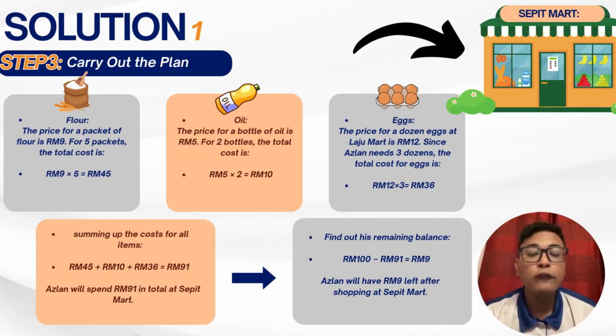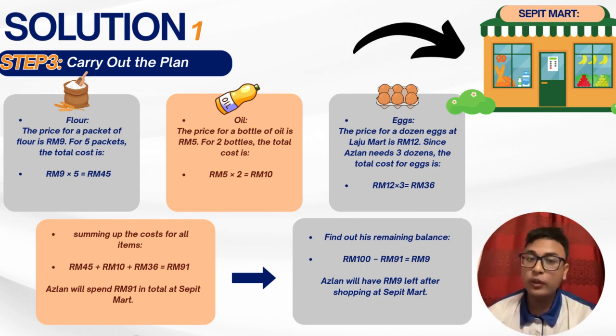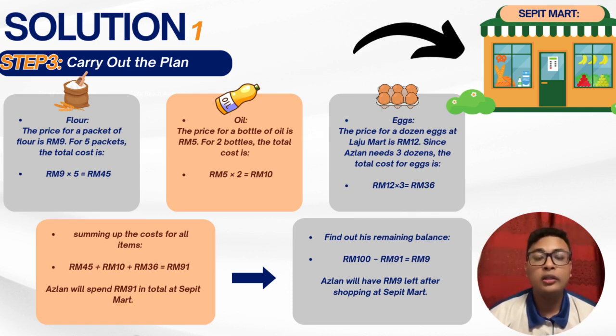Alright, next we have to find the total that Azlan spent at SYAHMI, which is the other store. The previous one was AHMAD, and this one is SYAHMI. We just use the same method that we used just now, which is we find the total of the money that Azlan spent on flour, oil, and eggs. So for flour, the price of a packet of flour is 9 ringgit, and Azlan needs 5 packets. So 9 times 5 is equal to 45 ringgit.